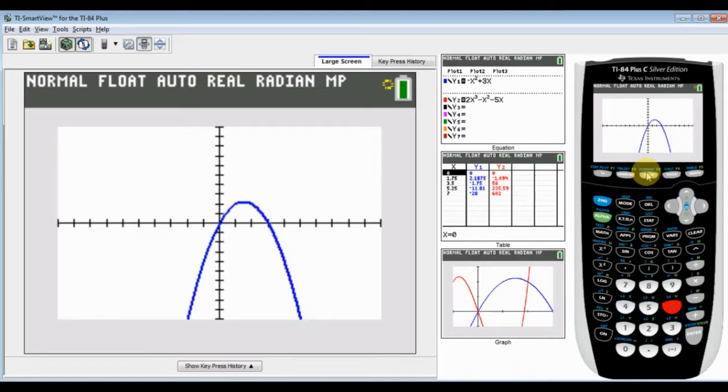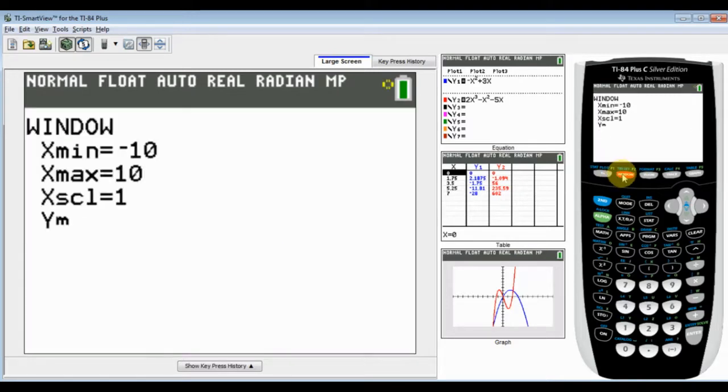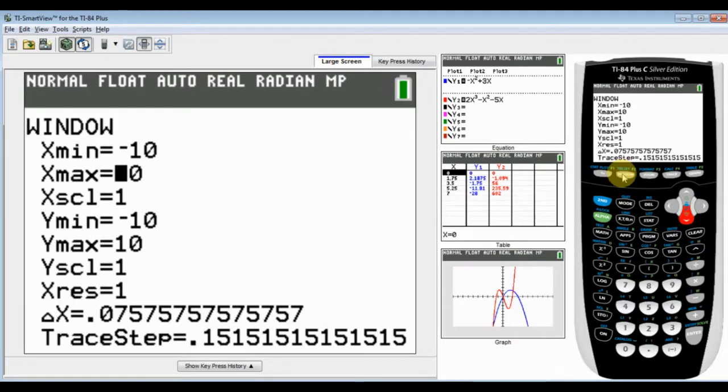Oh, that's tricky. Do they intersect down here? Yes. Yeah, I think they do. Okay, maybe we should adjust that window a little further down. That's the y minimum. Let's make that 12. Maybe that'll show me the intersection point a little bit better.